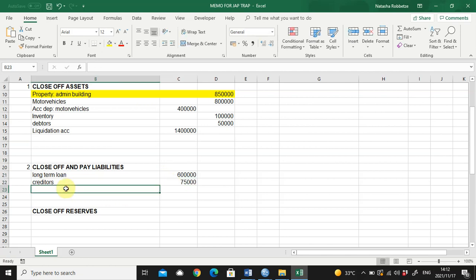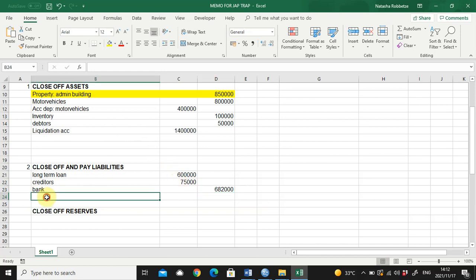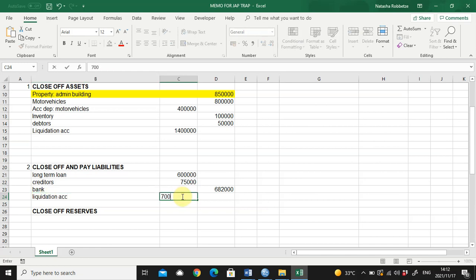In the bank account, we have payments that need to be made. We are paying the 600,000 long-term loan and we are paying the creditors, and we also have to pay the administration fee of 7,000. Our accounts will not balance. We will need a liquidation account entry here, and the liquidation account will be equal to the admin fee that we had to pay from the bank account.